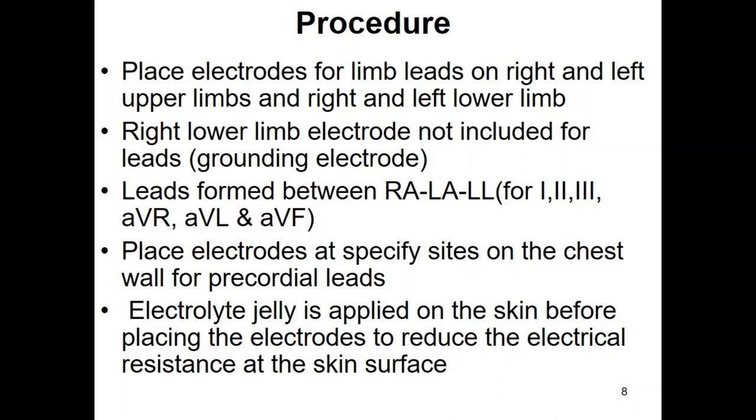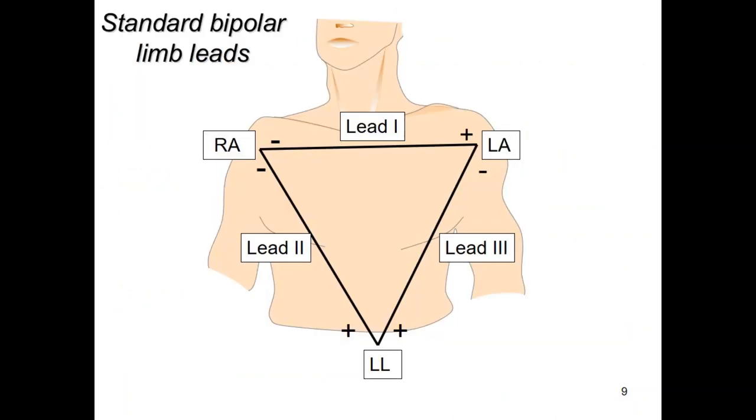Whenever you place an electrode, you apply electrolyte jelly before you place it, to reduce the electrical resistance at the skin surface. This is how the standard bipolar limb leads are constructed. Bipolar means that there are two points at which the electrical potentials are picked. Both the electrodes are active electrodes. That's the meaning of bipolar.